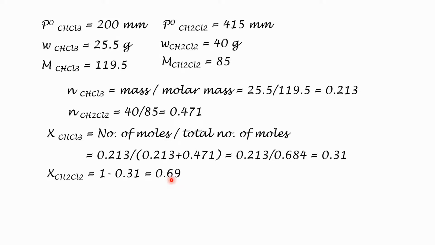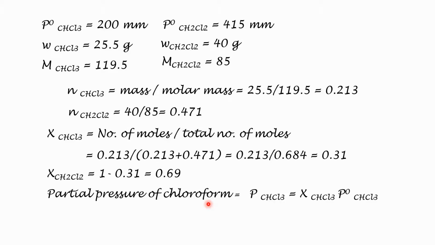So we have now got the mole fraction values of the components. You can calculate the partial vapor pressures. So the partial vapor pressure of the first component, namely chloroform, according to Raoult's law, partial vapor pressure will be equal to mole fraction into vapor pressure of the pure component. That is X chloroform into P0 chloroform. X chloroform is 0.31 and the P0 chloroform is 200 millimeters. We get as 62 millimeters of mercury.